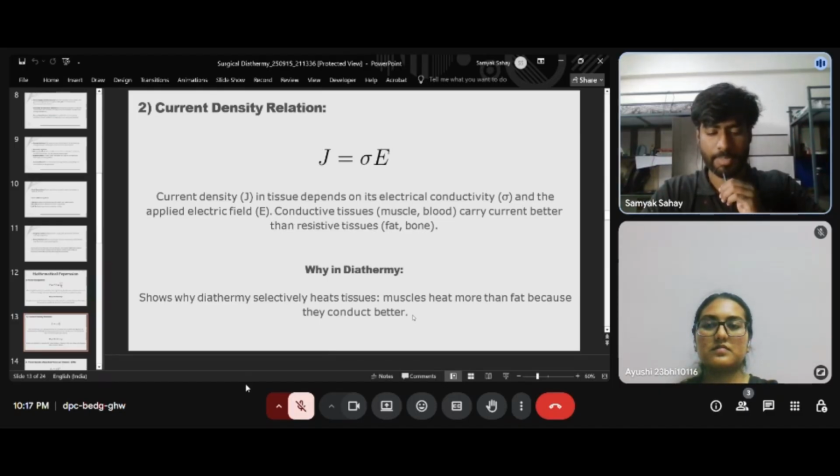This expression gives us information about the current density relation. J is equal to sigma E. Here, J represents current density. Sorry, sigma represents electrical conductivity, and E represents applied electric field. Now, why is it used in diathermy? It is used in diathermy to show selective heating of tissue. Muscle heats more than fat because it conducts better.